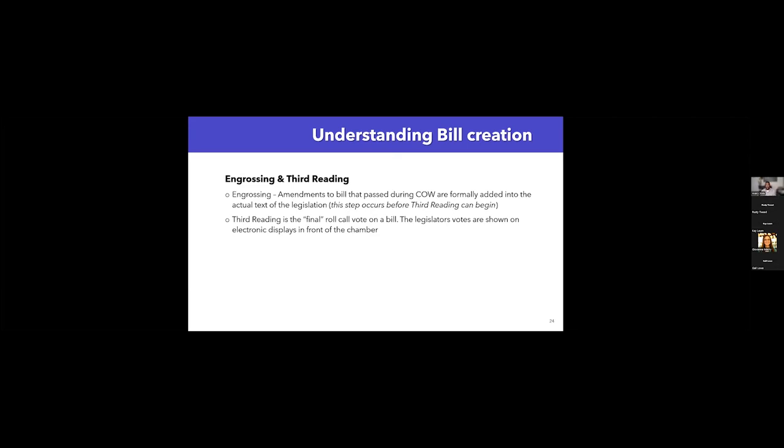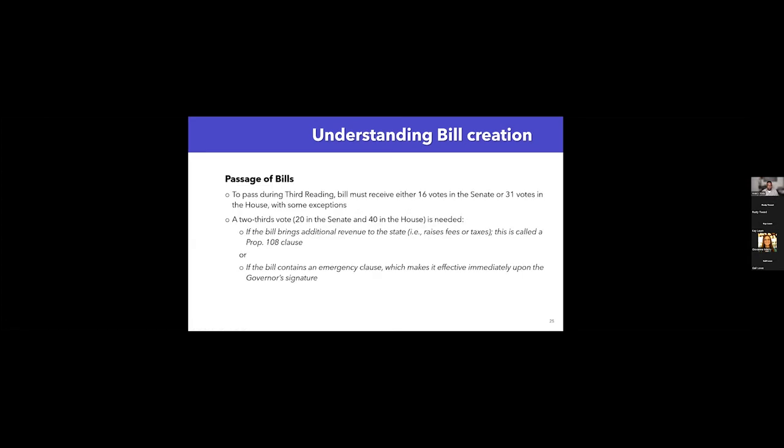So this is where you see the legislators' votes on the screen, and say this legislator votes yes, this legislator votes no. They say that if the bill passes, they say the ayes have it, and then the bill passes. And that electronic board displays that in the front of the chamber, so everyone can see how a legislator votes on a particular bill. So after the third reading, it's the time to pass the bill.